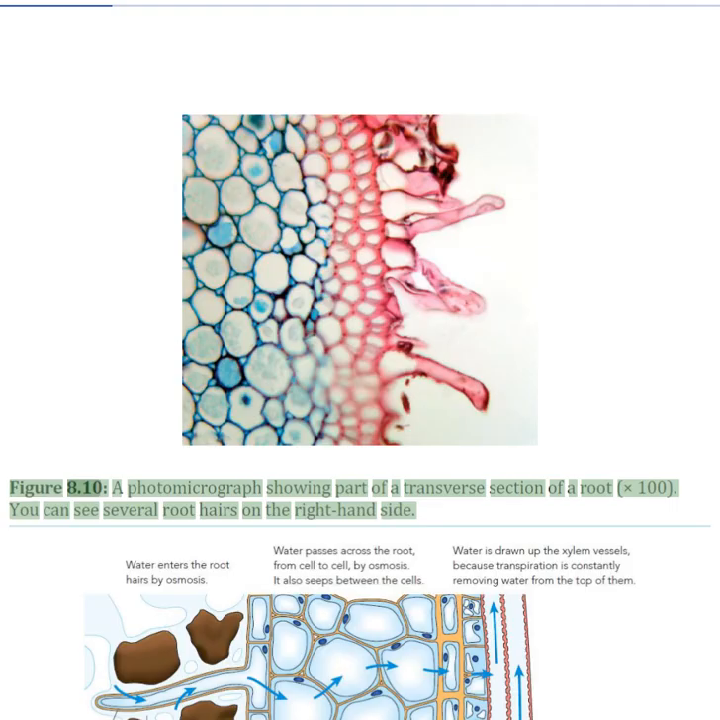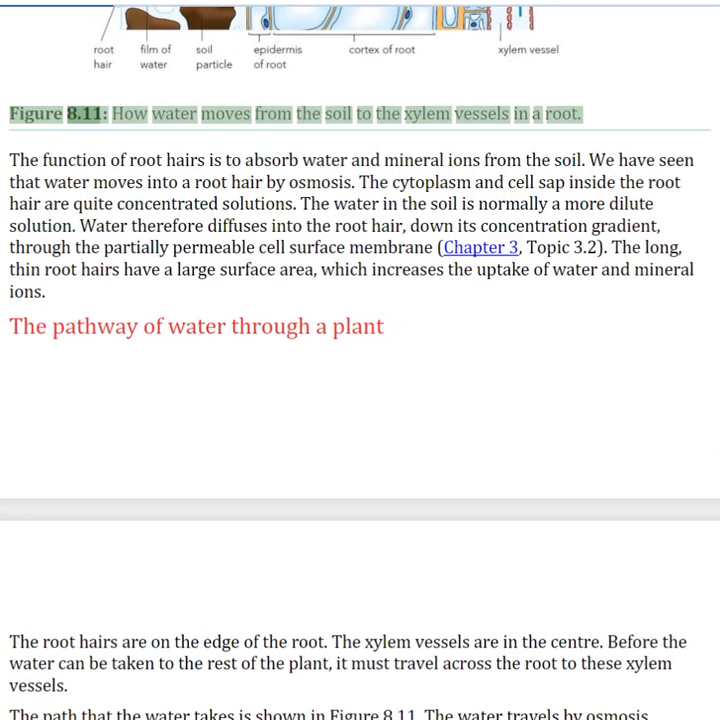Figure 8.9, a micrograph of the tip of a root, magnified 70 times. Figure 8.10, a photomicrograph, showing part of a transverse section of a root. You can see several root hairs on the right-hand side. Figure 8.11, how water moves from the soil to the xylem vessels in a root.